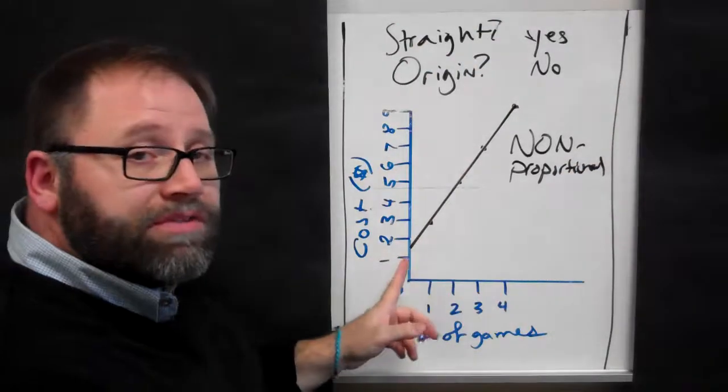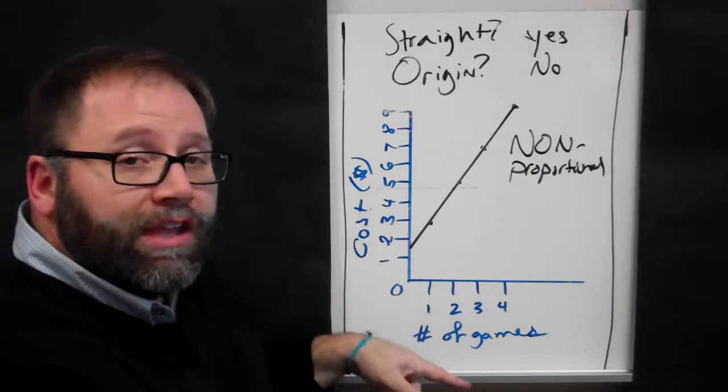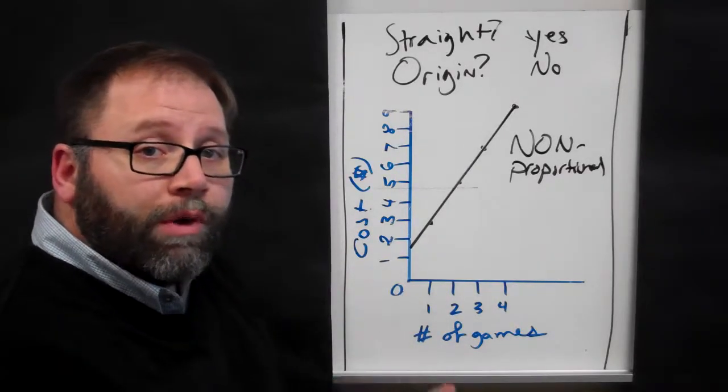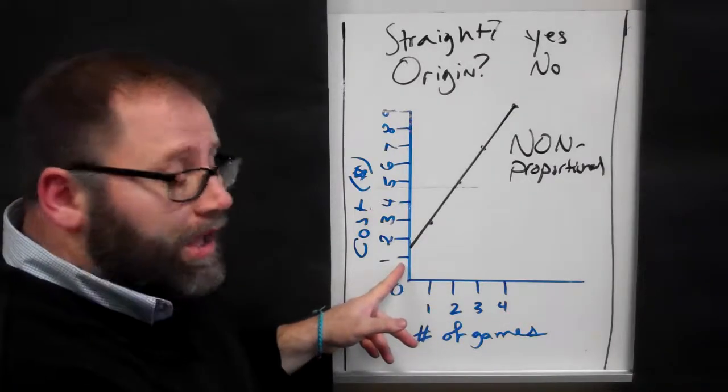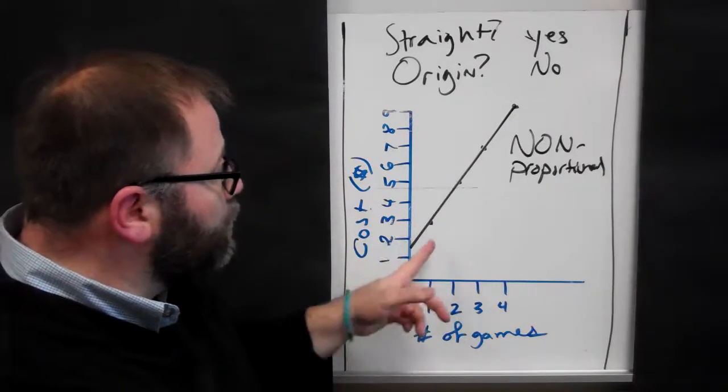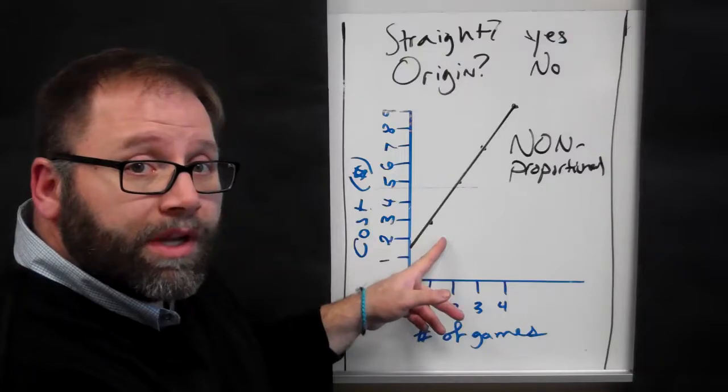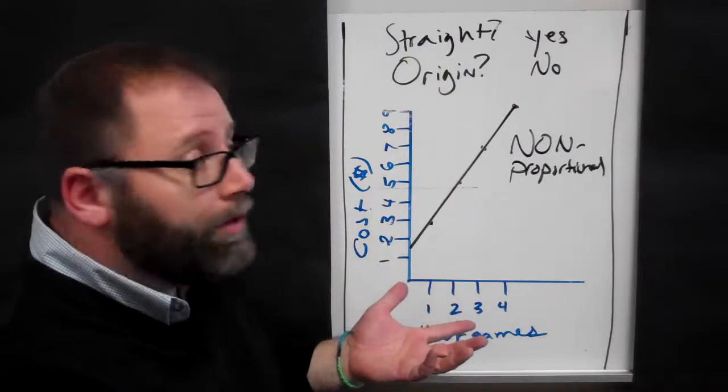Why doesn't it pass through? There may be a fee that we had to pay in order to rent the first game. So it might have cost us a $1 fee, and then the first game was $2 more, and that's why it was 3. Just something to think about.